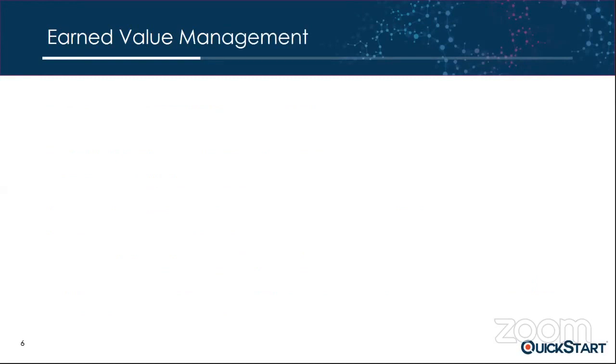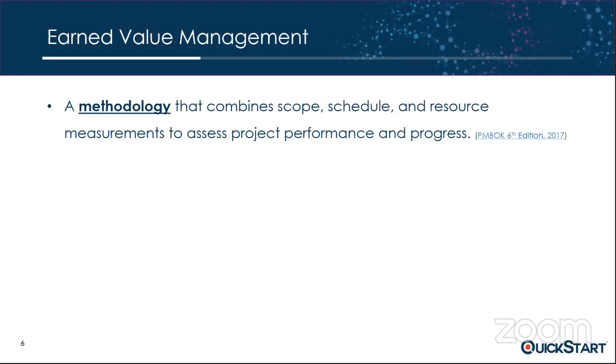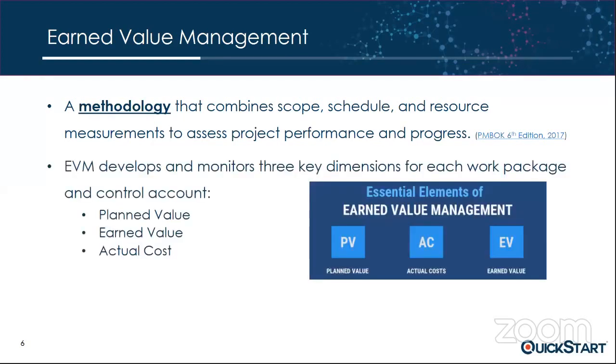So earned value management. What is earned value management? It is a methodology that combines scope, schedule, and resource measurements to assess project performance and progress. Now you'll notice I put the reference there. This definition is coming directly from the 6th edition of PMBOK, published in 2017. So you can find this definition within there.